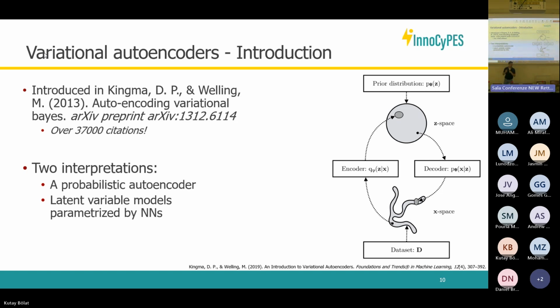Yeah. There are 2 interpretations for this kind of model. You can think of it as a probabilistic autoencoder. I don't know if you know what an autoencoder is. But we're going to focus on a latent variable model parameterized by neural networks, right?